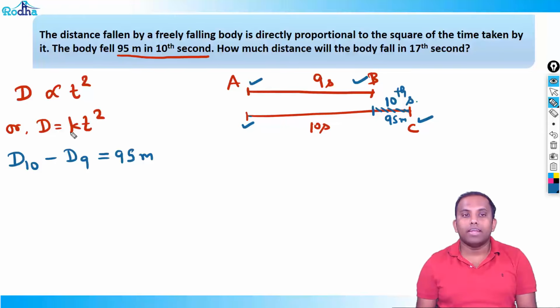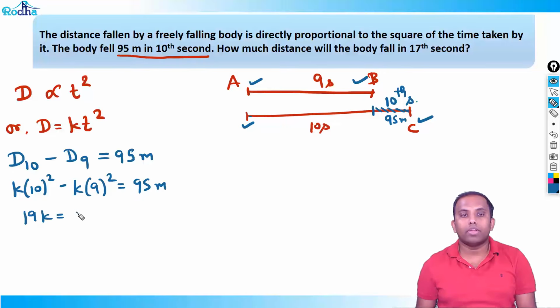The distance traveled in t seconds is kt square. So the distance traveled in 10 seconds is k into 10 square, minus the distance traveled in 9 seconds, which is k into 9 square. That is equal to 95 meters. So from here we'll get the value of k. 19k equal to 95, so k is equal to 5. Okay, so we got the value of k is equal to 5.